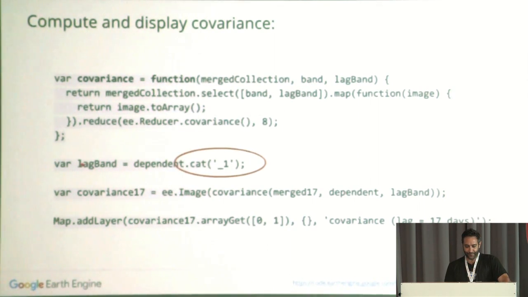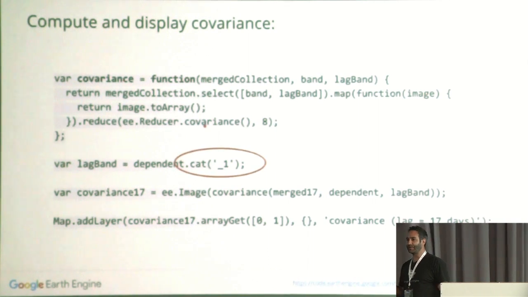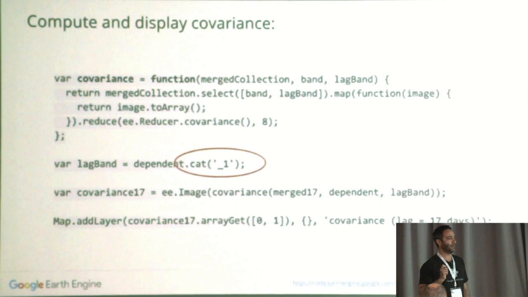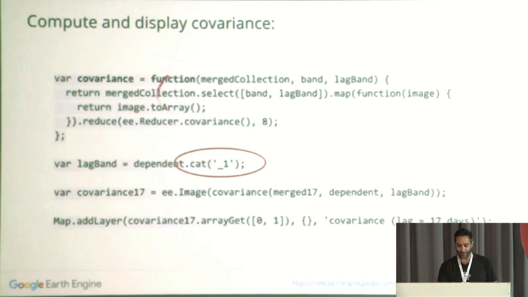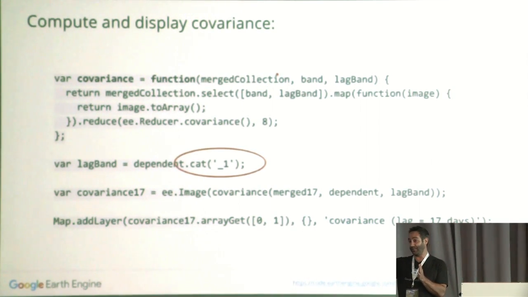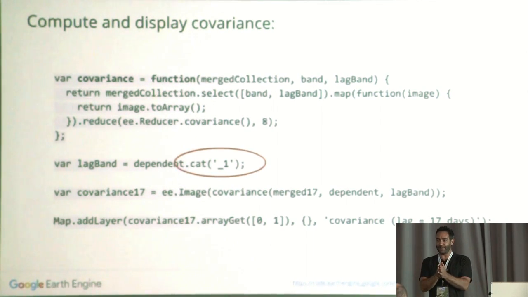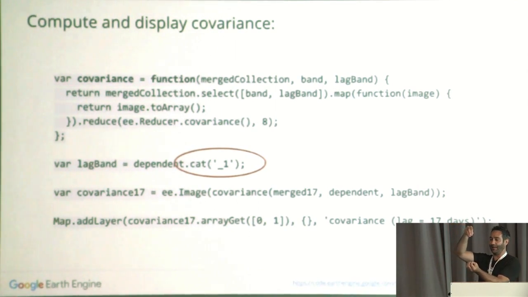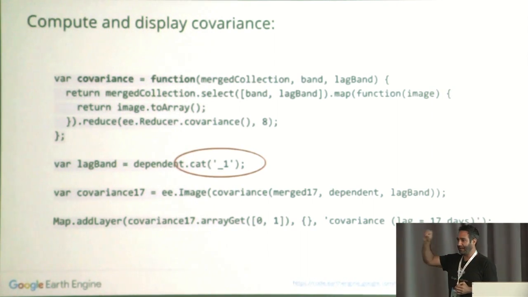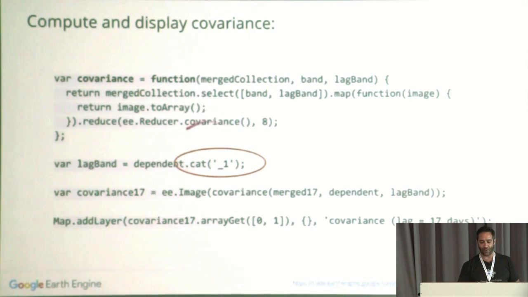And so what we do is make this covariance function, which is going to take the merged collection, select these two bands, and map another function over it, which just converts those two bands into a little array. The reason we're doing this is because the covariance reducer requires a sequence of one-dimensional arrays as input. What we have here in merged collection is a sequence of two-banded images, which is not exactly what we want. We want a sequence of one-banded images in which each band stores a length 2 vector, which includes NDVI and NDVI t minus L. And that sequence of vectors, NDVI and NDVI t minus L, is going to be fed to this covariance reducer.